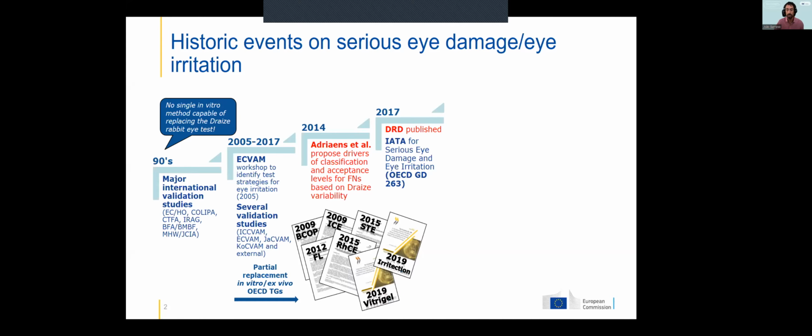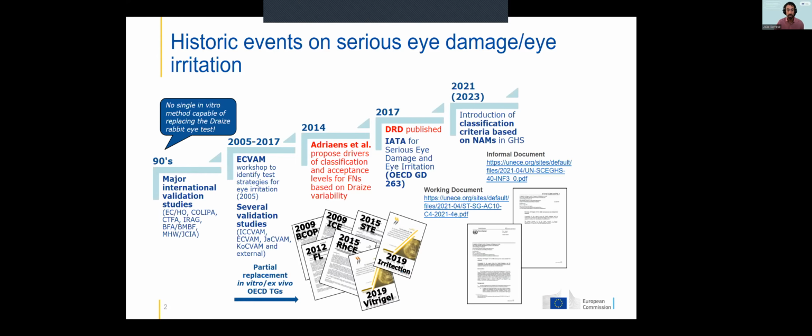Also in 2017, the OECD published an IATA for serious eye damage and eye irritation, where the concept of the top-down and bottom-up strategy was integrated. Last year, we had a major breakthrough in this area with the introduction of classification criteria based on NAMs in GHS chapter 3.3. The revised chapter will be published next year in revision 10 of GHS, but it can already be accessed through the links I've included on this slide. And I suppose the slides will be made available to all participants afterwards.